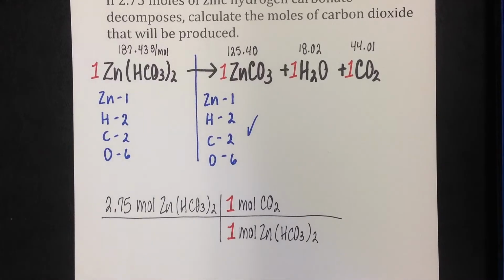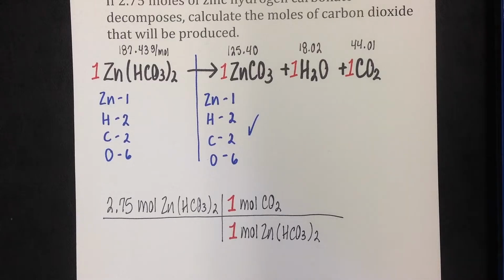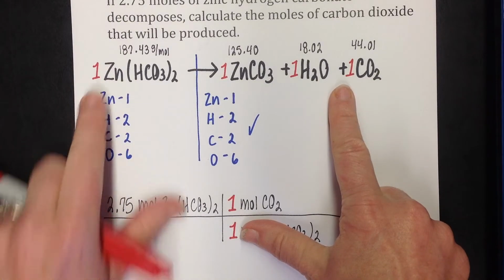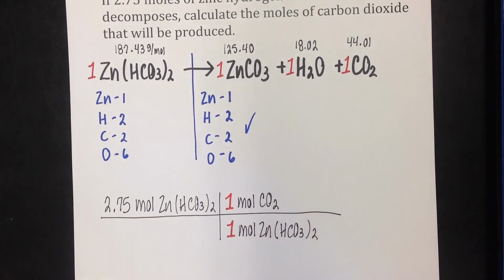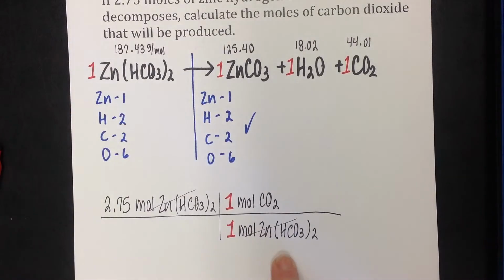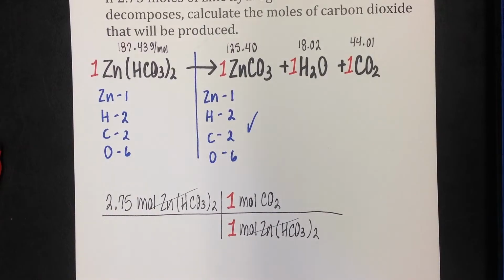So I wrote down my given. It was already in moles. I had permission to multiply by the mole to mole ratio. I found my mole to mole ratio, what they gave me and what they want. It was a 1-to-1. I plugged it in. I knew to put the 1 mole of zinc hydrogen carbonate on the bottom because it was on the top in the previous step. Remember, in dimensional analysis or factor label, whatever you want to call this little method, whatever's on top is always on the bottom in the next step.